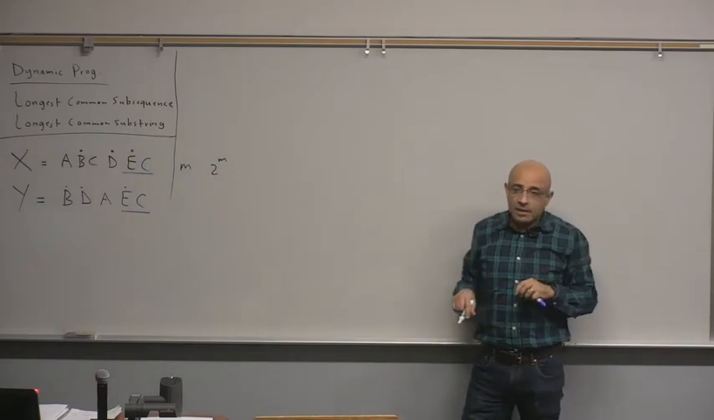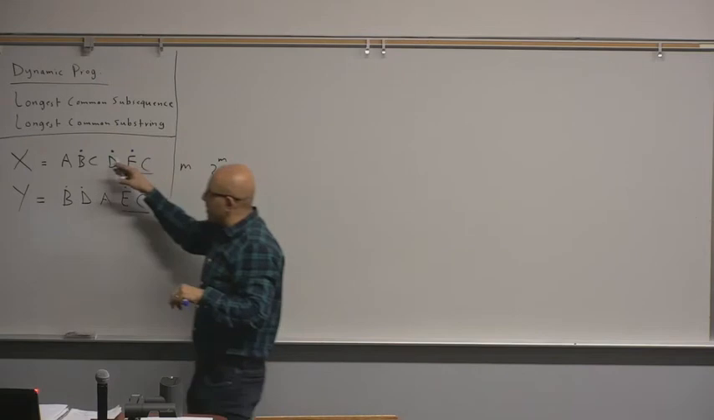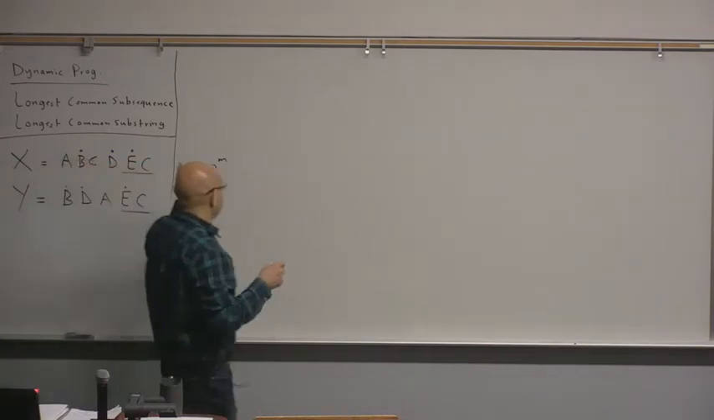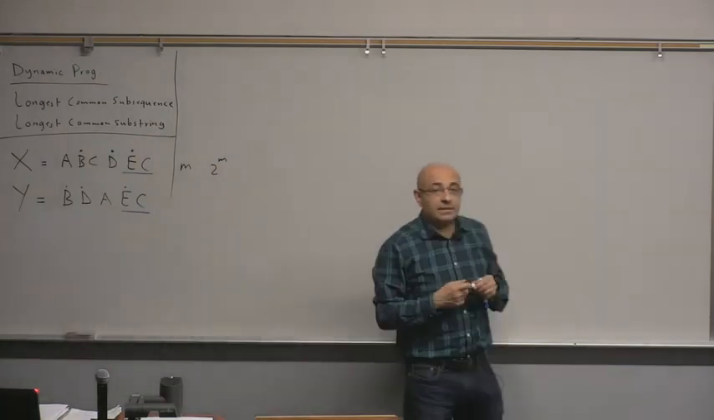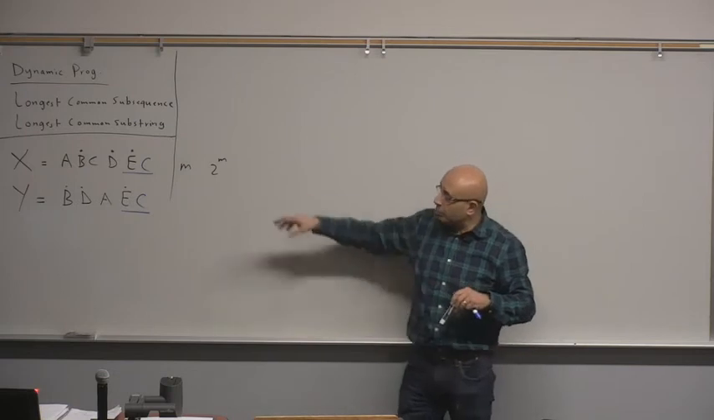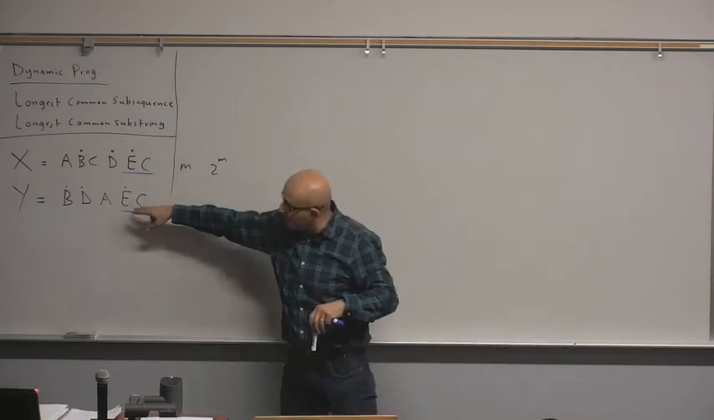But this is not enough, right? We'll have to find all possible subsequences, and then for each subsequence, we'll have to find it in the other string to see if it's there or not. And then we take the longest. So obviously this is going to be, at best, exponential. In fact, it's more than exponential, because you'll have to search for each subsequence in this string.